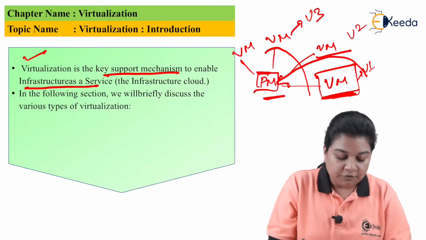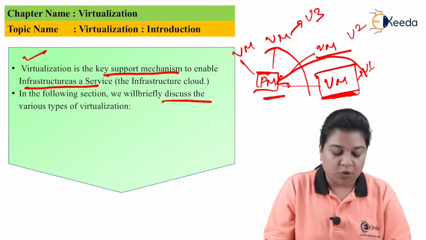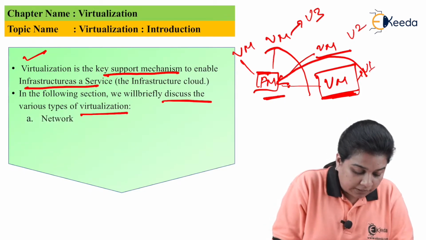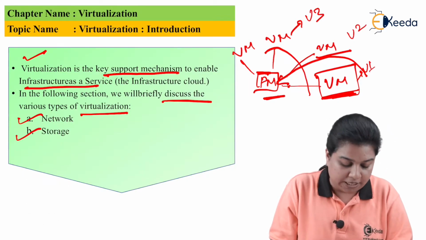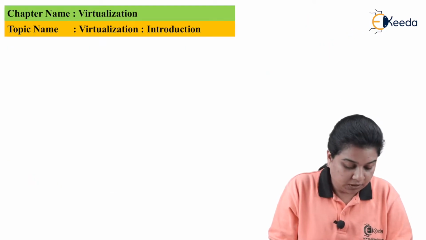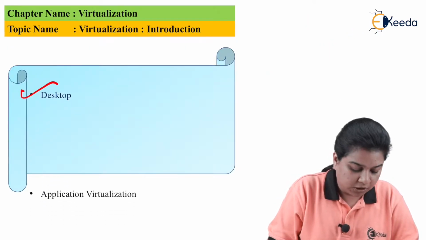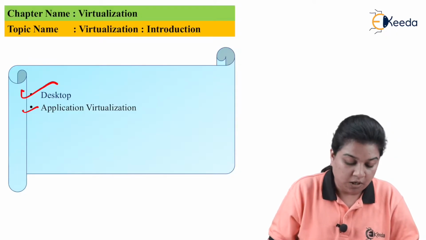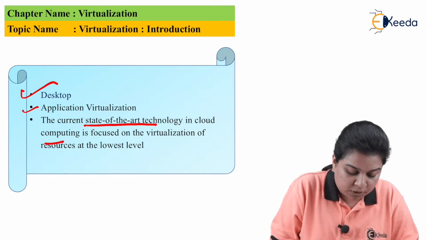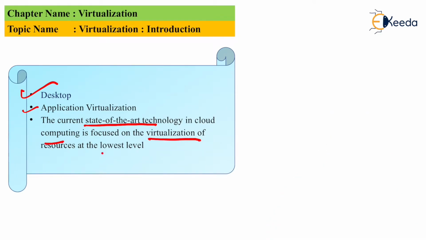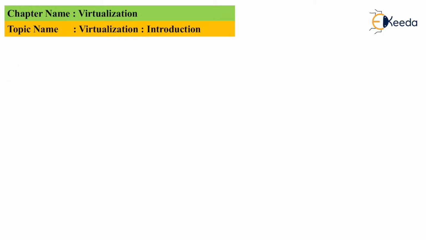In the following section, we will briefly discuss the various types of virtualization. They are: first, network virtualization; second, storage virtualization; then server virtualization; next, desktop virtualization; and another one, application virtualization. Now, the current state of the art technology in cloud computing is focused on the virtualization of resources at the lowest level, that means at the physical level where the physical machines or physical resources are placed.